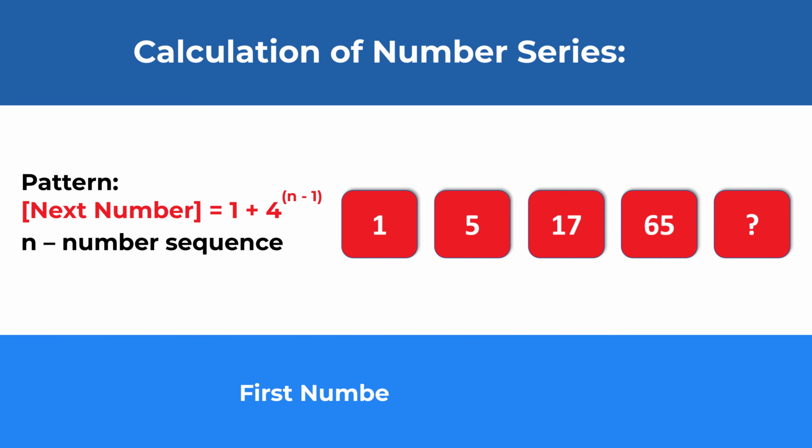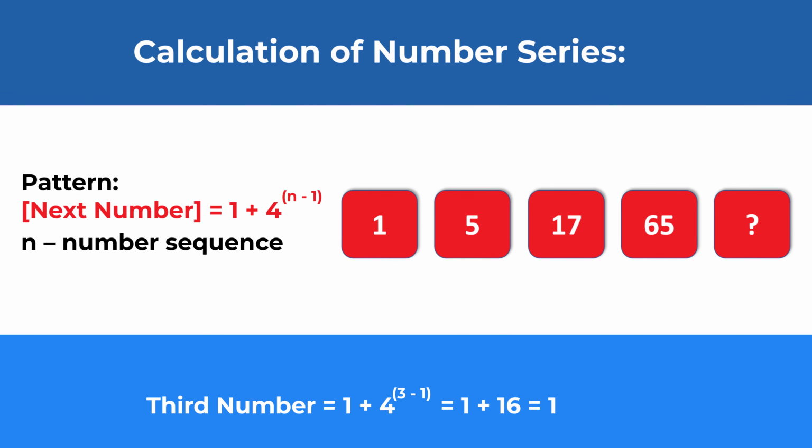The first number is calculated as 1 plus 4 in the power of 0, which is 1. The second number is calculated as 1 plus 4 in the power of 2 minus 1, which is an equivalent of 1 plus 4 and equals 5. The third number is calculated as 1 plus 4 in the power of 3 minus 1, which is 1 plus 4 in the power of 2, which is 16, which equals 17.